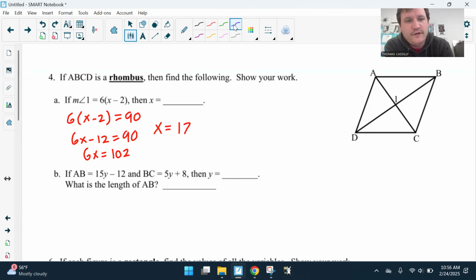Where was I? I think we're done with that one. All right, x was 17. So again, the idea is those diagonals are perpendicular, therefore angle 1 is 90 degrees. Solve this equation and go from there.